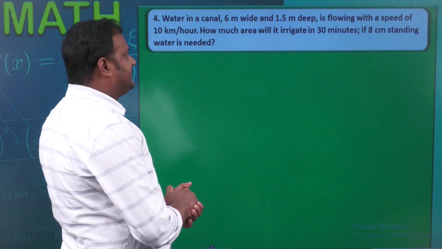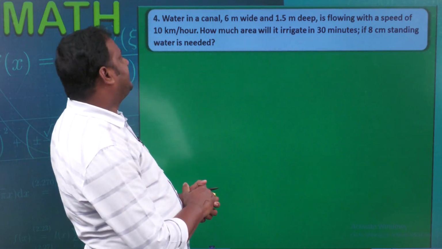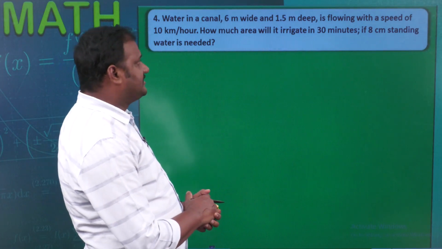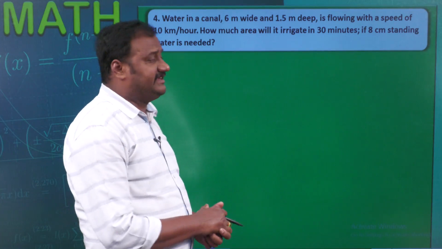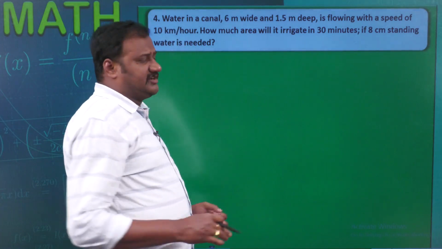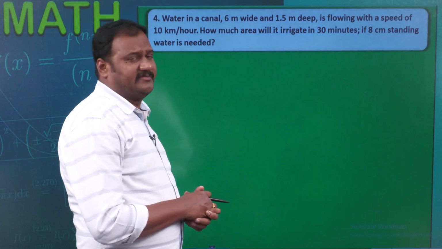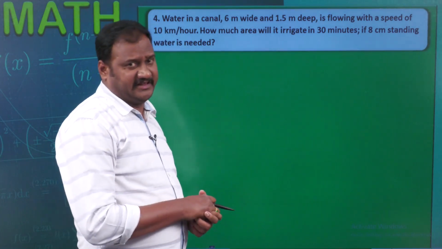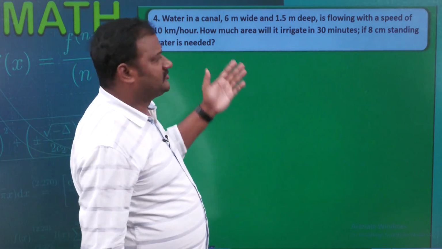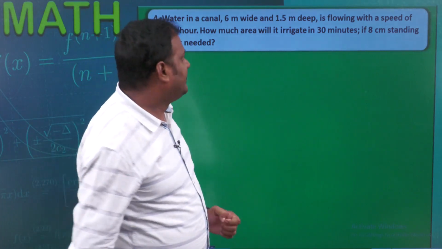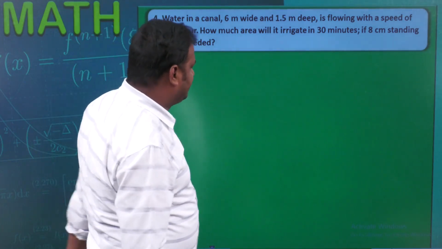Water in a canal 6 meters wide and 1.5 meters deep is flowing with a speed of 10 kilometers per hour. How much area will it irrigate in 30 minutes if 8 centimeter of standing water is needed? This is one of the most important problems. Like in your exercise 13.3, last 3 problems are there. So out of those 3 problems, definitely you can expect one problem, and this is one of these problems. Okay? If you understand the problem, water in a canal 6 meters wide, 1.5 meters deep.